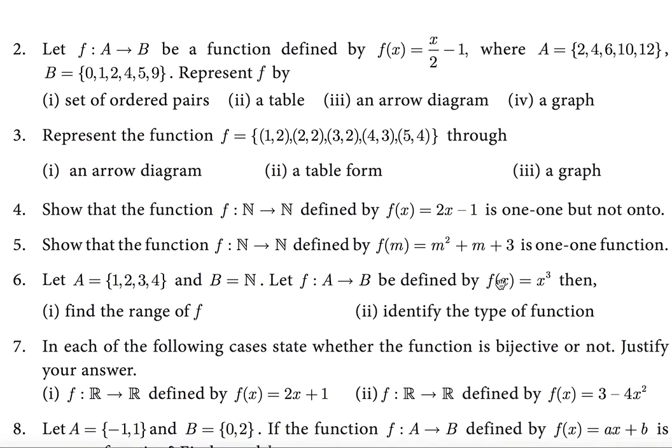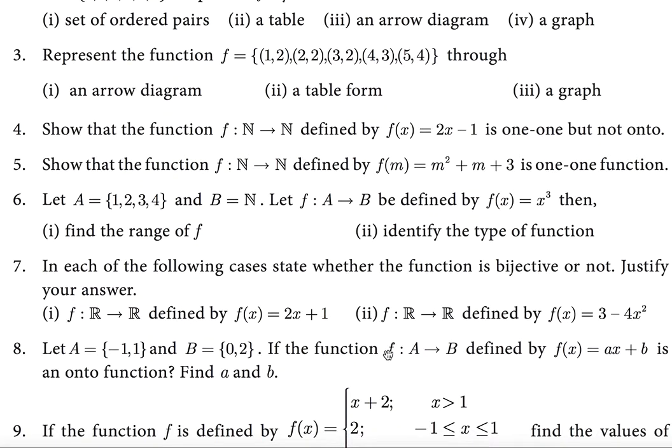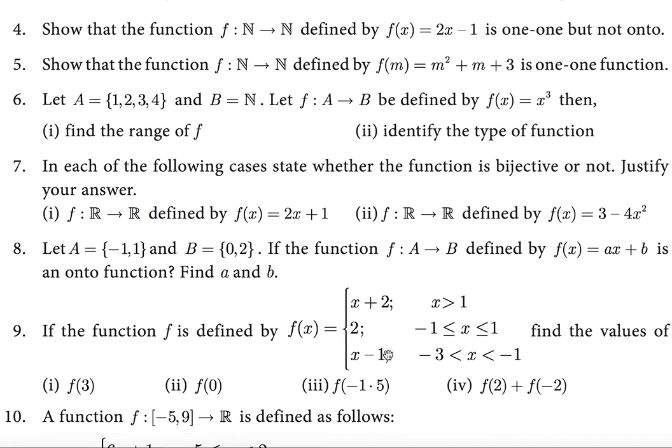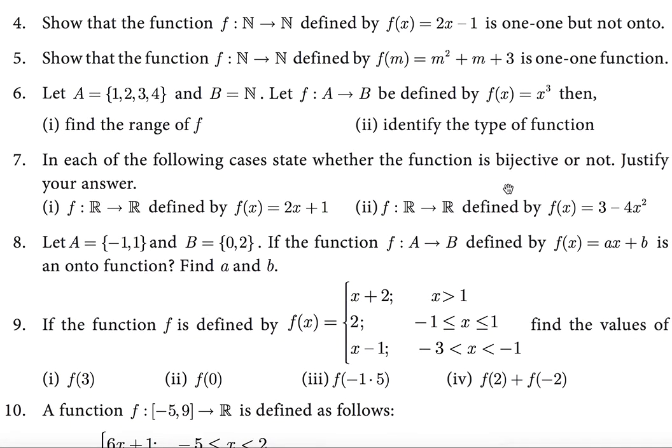Let f be a function defined by f of x equal to x by 2 minus 1, where A equals this and B equals this. Represent f using ordered pairs, table, arrow diagram, and graph. That you can do easily. Represent the function through that also. Show that the function from N to N defined by f of x is one-to-one but not onto. Just substitute some values, you will get it, no problem. It is a one-to-one function. Here also substitute three or four values, and you can tell that it is one-to-one.